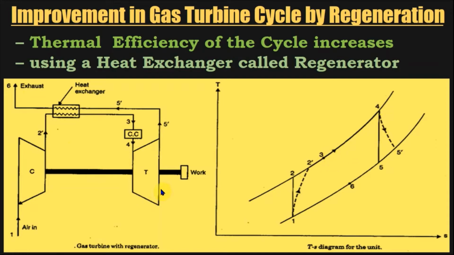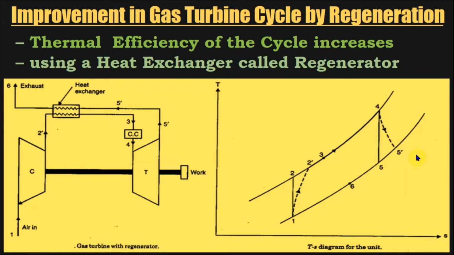Therefore, there will be saving in mass of fuel. In the basic cycle, the exhaust gases after expansion in the turbine, they are delivered out. In this case, those exhaust gases from the turbine, they are recirculated back to this heat exchanger, that is essentially called a regenerator, which is heating up the air coming out of the compressor before sending to the combustion chamber. And after extracting the heat from the exhaust gases, they are ejected to the atmosphere.